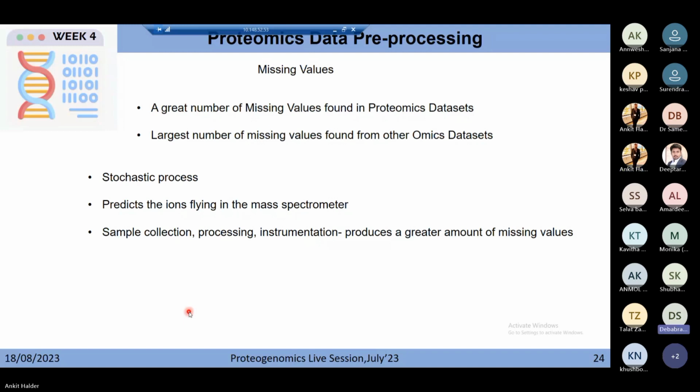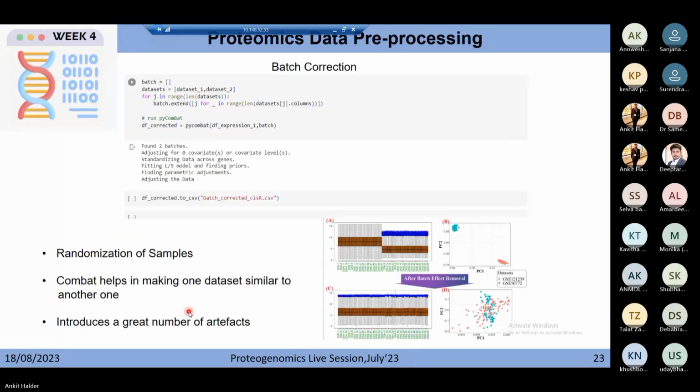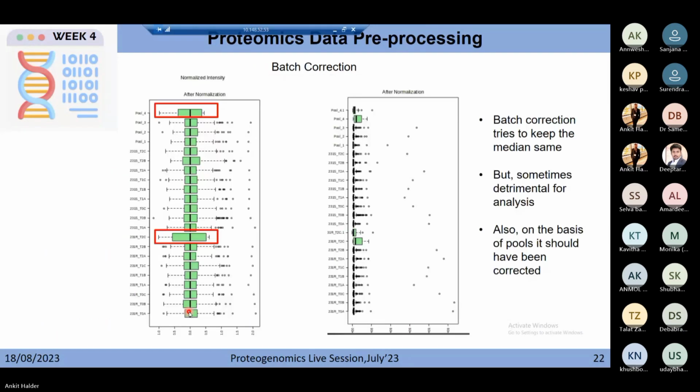Can I ask you one question? Yeah. Can you move to slide 22? Yeah. So both the columns are after normalization, or what do you mean? Both are written here after normalization. One is before batch corrected normalization, and the other is after batch corrected normalization.